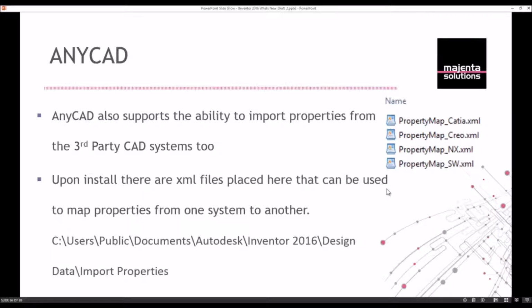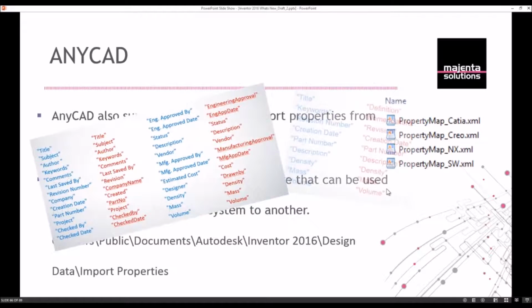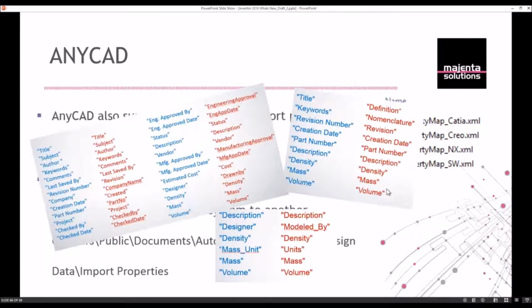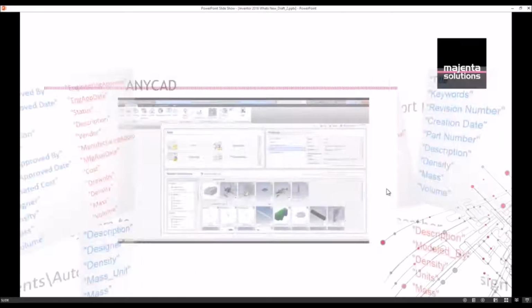There are a few XML files, and these XML files essentially look a little bit like this, and you can use them to map one file to another. So there's a SolidWorks, a CATIA, and a Pro Engineer Creo one at the bottom there, I think.